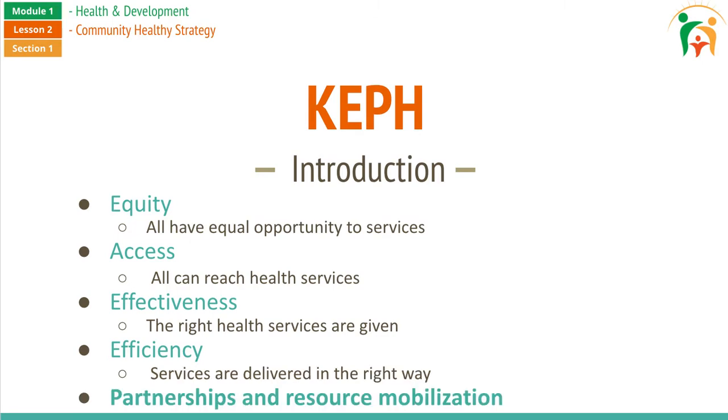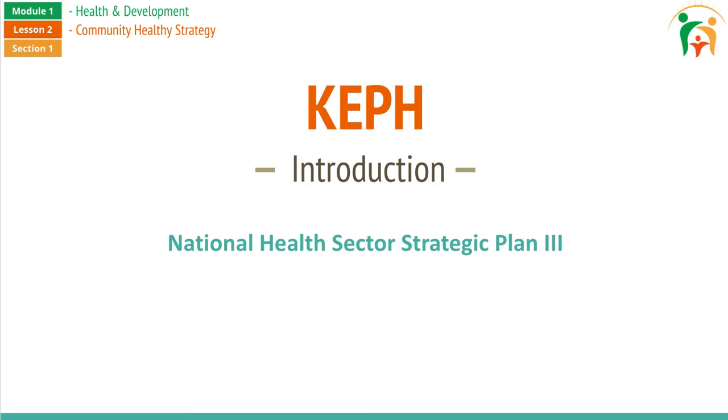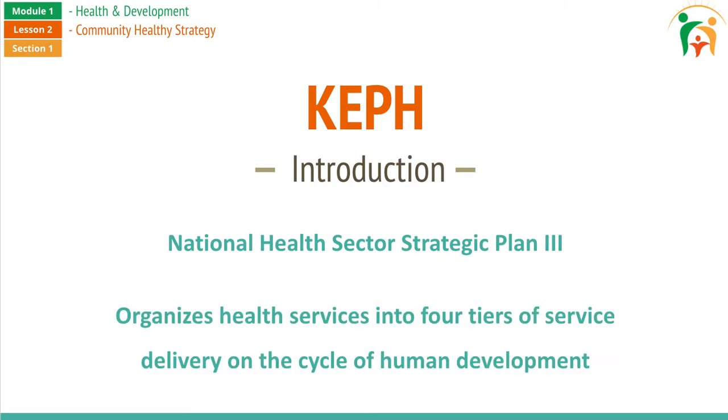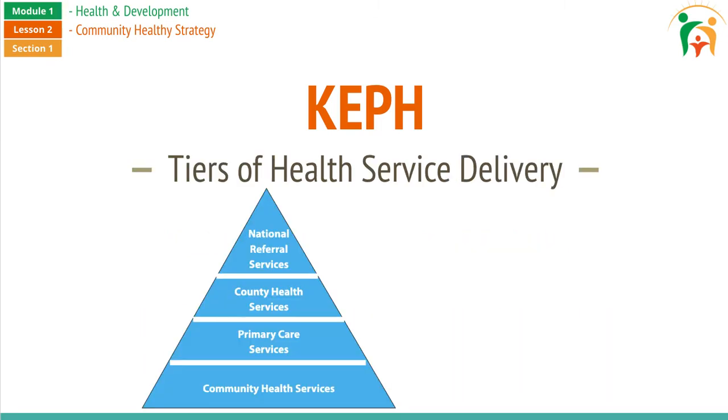Partnership and resource mobilization. Let's go to National Health Sector Strategic Plan 3. This organizes health services into 4 tiers of service delivery on the cycle of human development. The Kenya Essential Package divides the community by age groups because each age group has different health needs, and the age groups are referred to as age cohorts in the community health strategy.